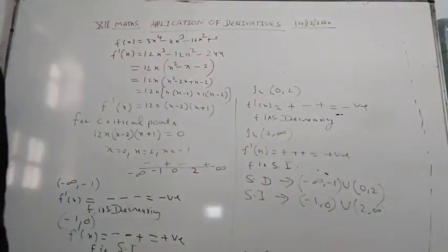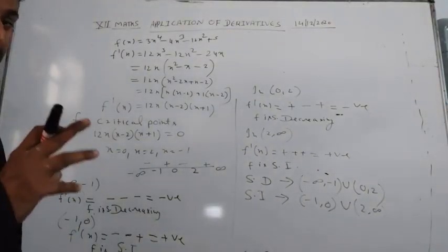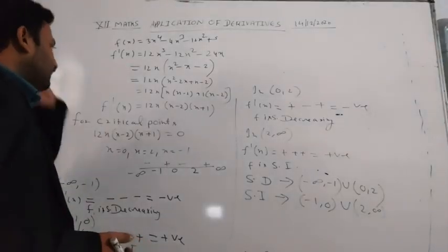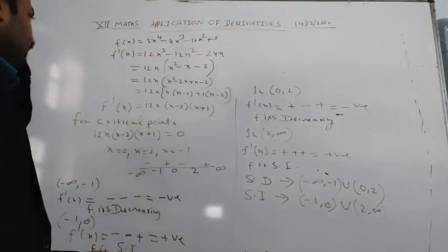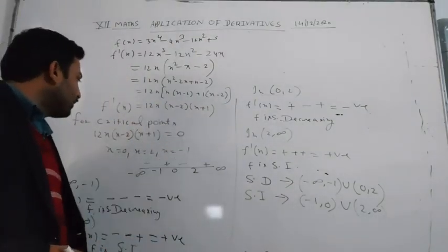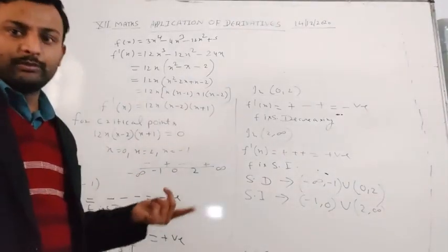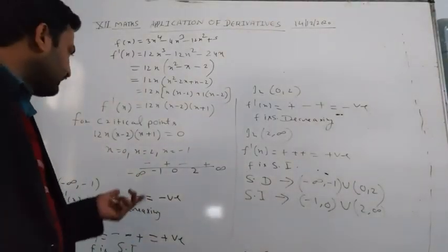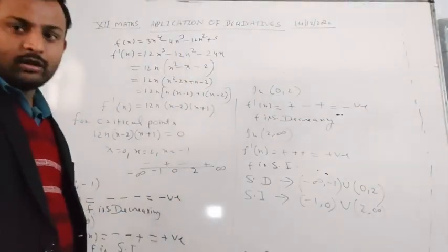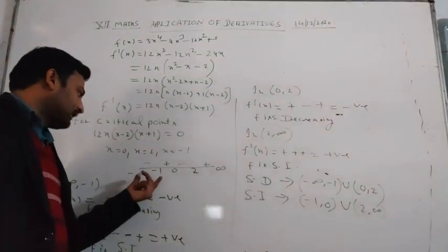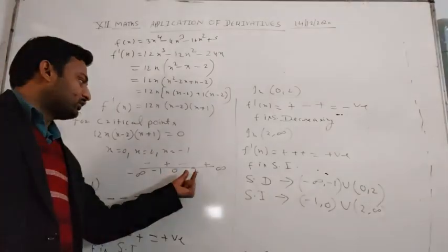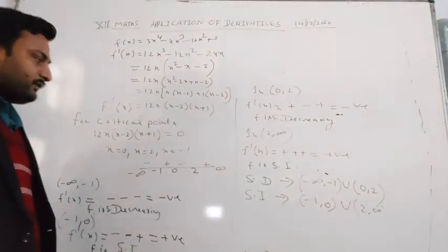Okay students, in this question first we will take our first derivative. First we will find the derivative, and then for critical points we will equate it with 0, and from here we will find our critical points. So there are 3 critical points, which are 0, minus 1, 2. Now we will set these critical points on the number line. So we are getting 4 intervals: minus infinity to minus 1, minus 1 to 0, 0 to 2, and 2 to infinity.